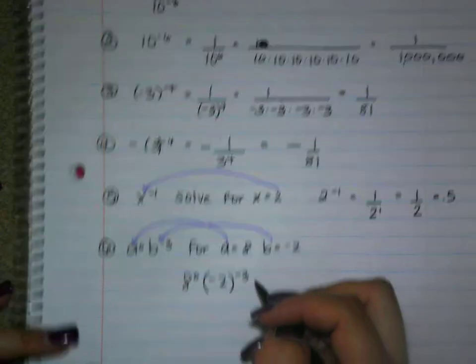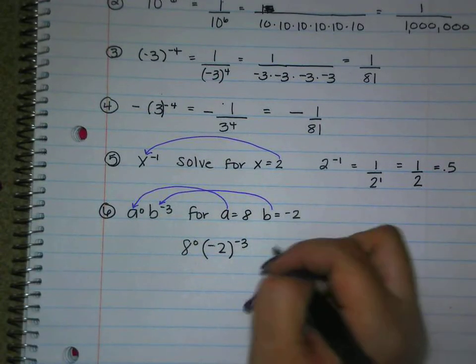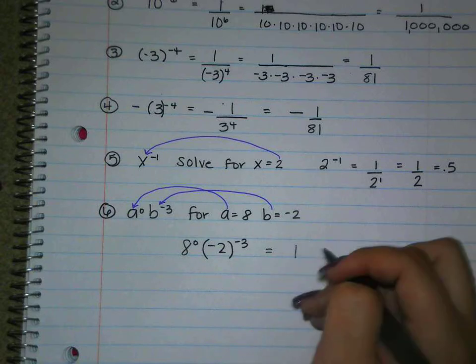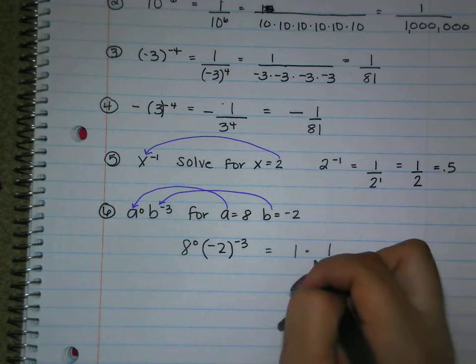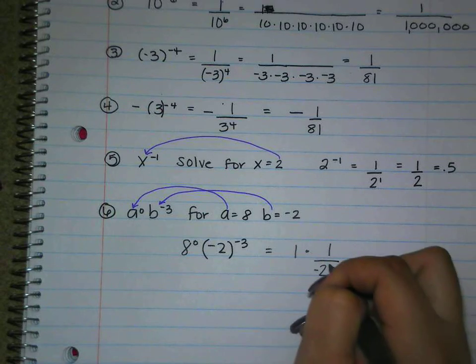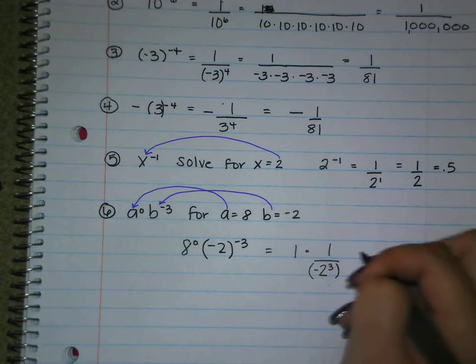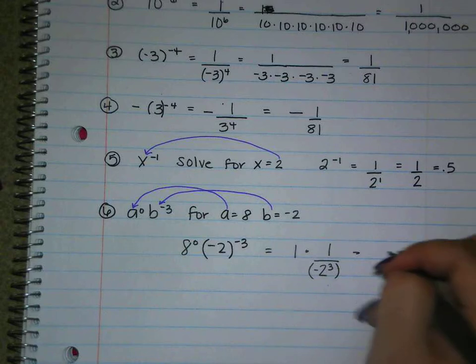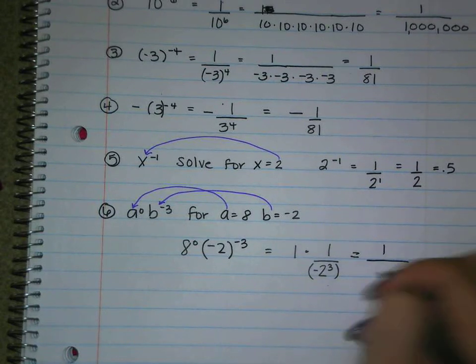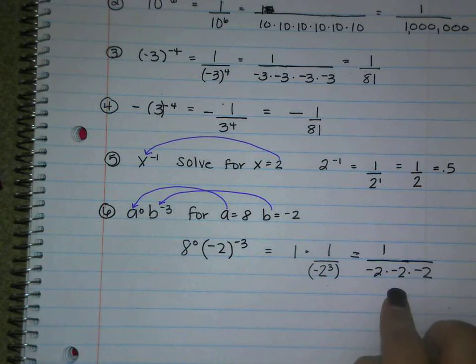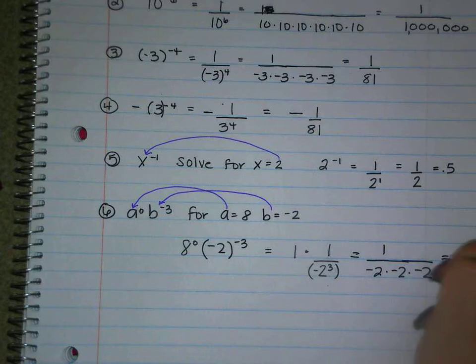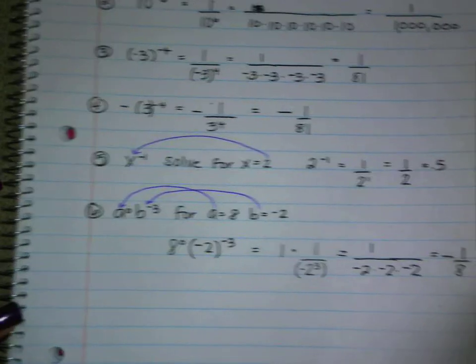Remember that rule about 0 powers? Anything to the 0 power is 1. So that's 1. And then this is going to be flipped, so it'll be 1 over negative 2 cubed. So we can multiply these together to get 1 over negative 2 times negative 2 times negative 2. Negative 2 times negative 2 is 4, times another negative 2 is equal to a negative 8, so it's negative 1 over 8.